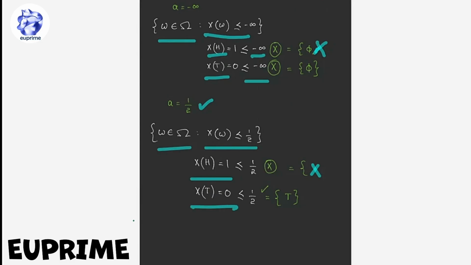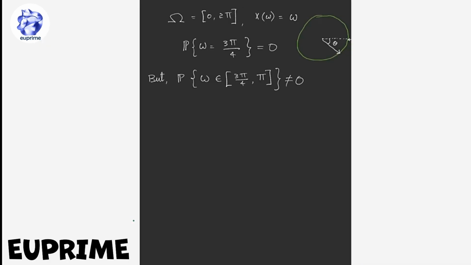Now let's take the second one. X of t is equal to 0, which is less than or equal to half, which satisfies this condition, as a result of which this is the sample space, right? So you have to check every single time.